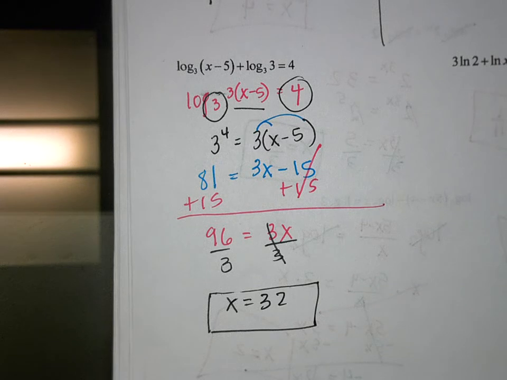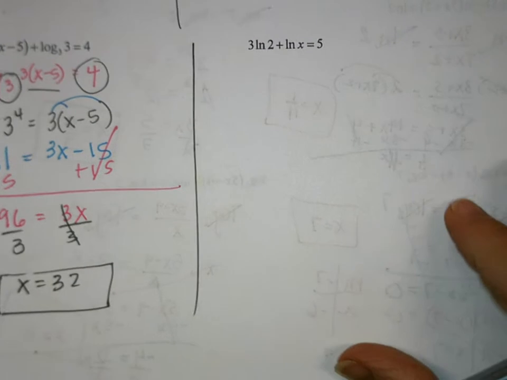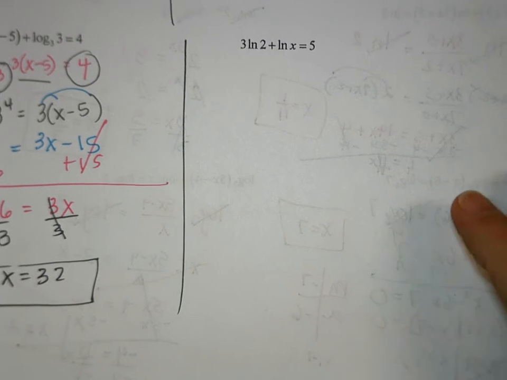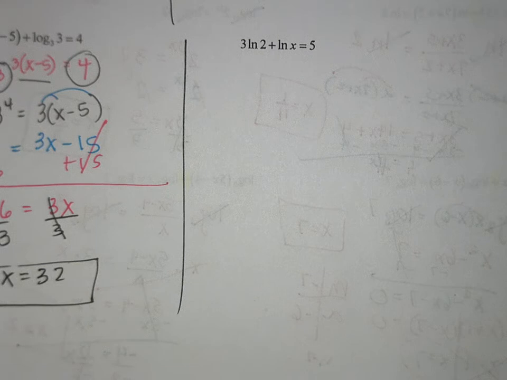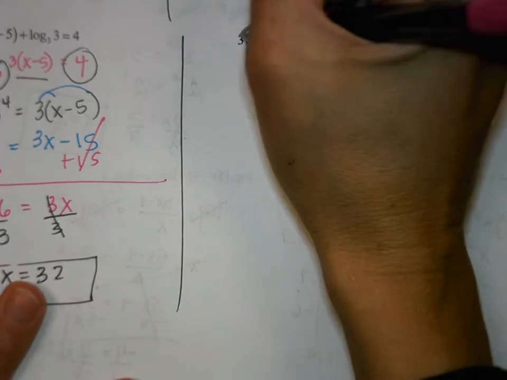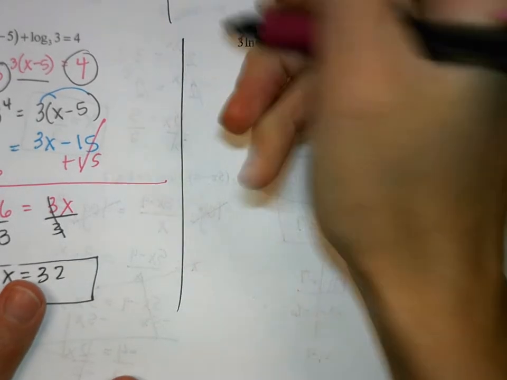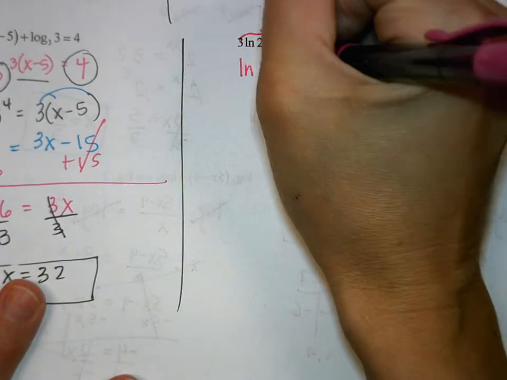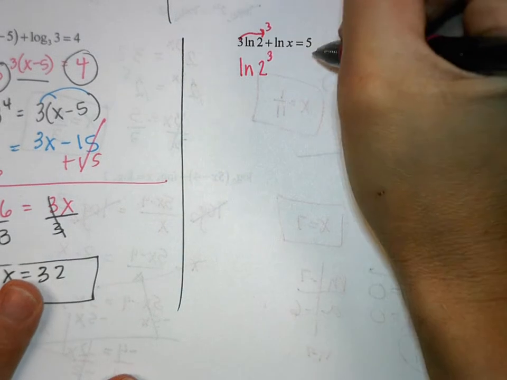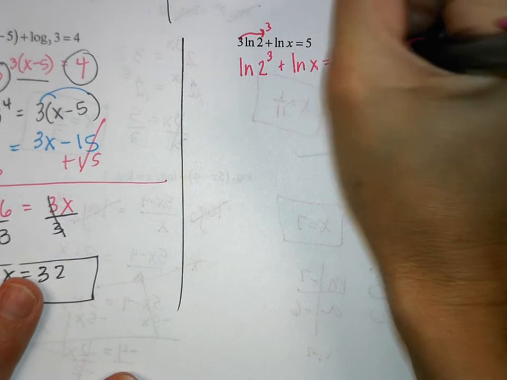All right, last one on this page. There's one additional step on this one that wasn't on a previous problem. What is it? Very good, the 3. What do I do with that 3? Very good, it becomes an exponent. So for my notes, I'm going to rewrite each step here. So that became natural log of 2 to the 3rd plus natural log of x equals 5.